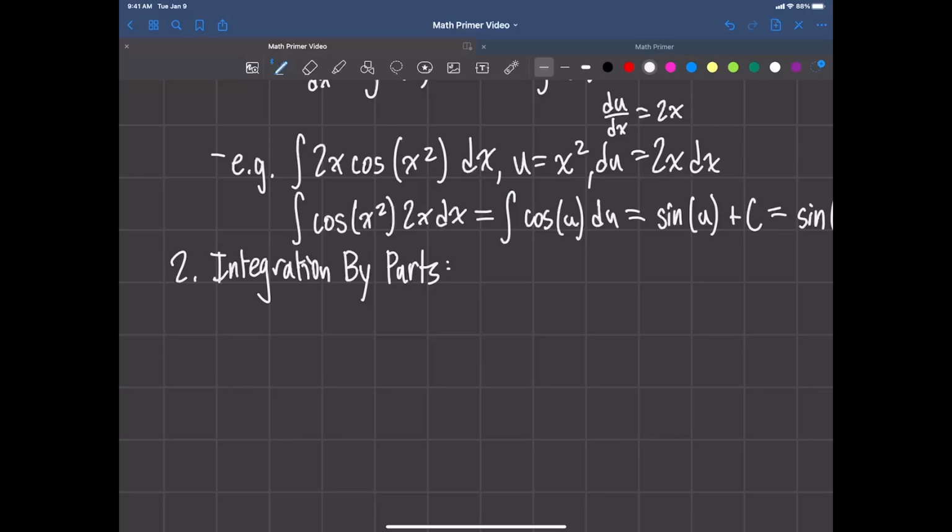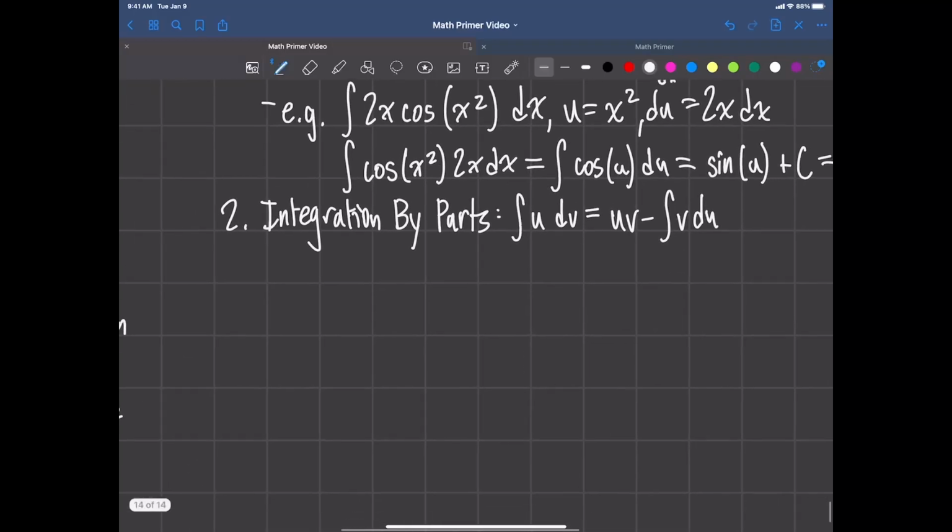And here's the formula for it. If we had the integral of u dv, it's equal to u times v minus the integral of v du. Here's an example. If we had x times e to the power of x, dx, then u is equal to x, du is equal to 1.